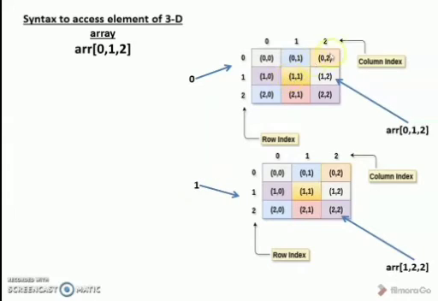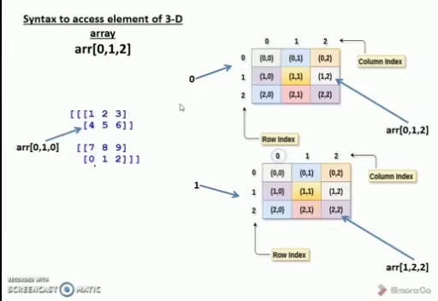So to access this particular element of the first 2D array, the first parameter will be 0, and then the row and column of the particular element of the first 2D array. To access an element of the second 2D array, the first parameter will be 1, and then the row and column number of the particular element, right? To access this particular element of the 3D array, we will write arr square bracket 0, 1, 0, right? So I hope this particular indexing is clear. In this fashion we can access elements of a 3D array, right?